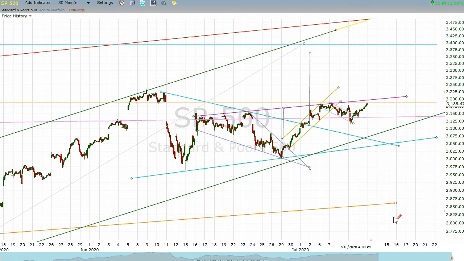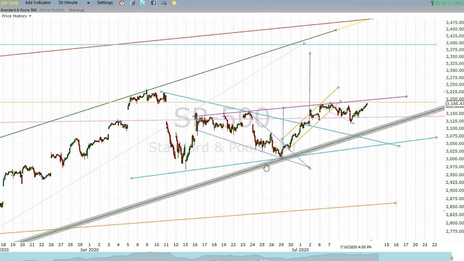So if we look at this one, maybe this is an inverted head and shoulders, and the head is an inverted head and shoulders. We'll know more once we get into this week, because the pattern would not be confirmed until we break out over this line right here.